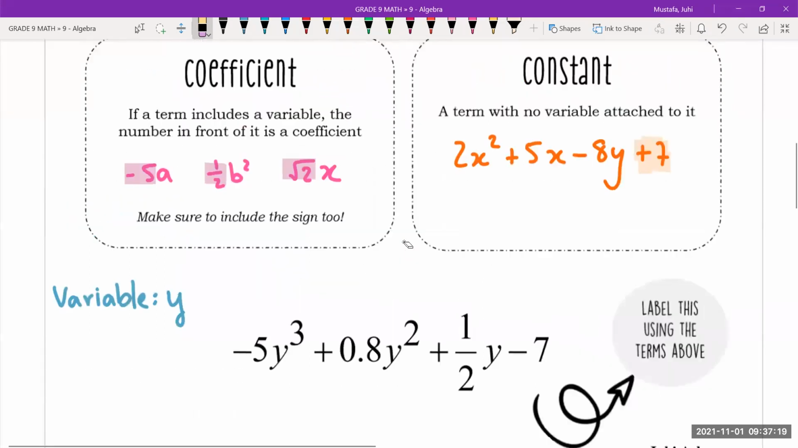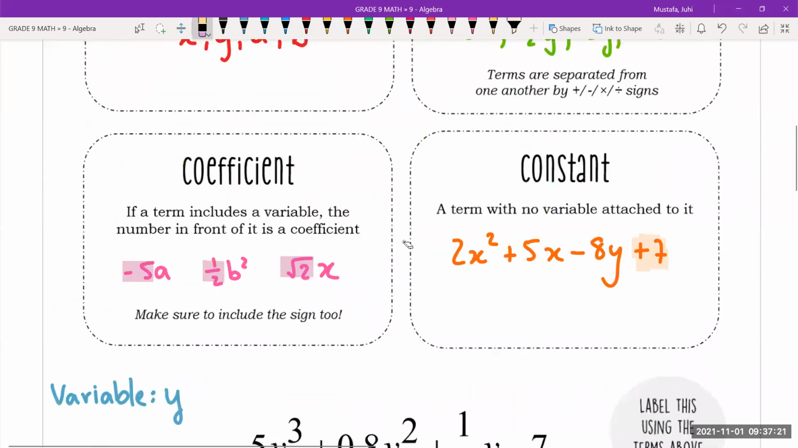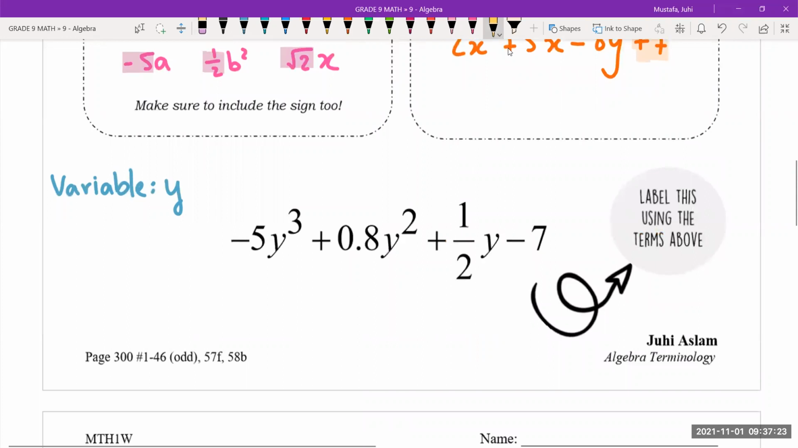Okay, let's look at term and figure out how many terms there are. Remember, a term is separated by a plus and a minus sign. So this right here is one term.